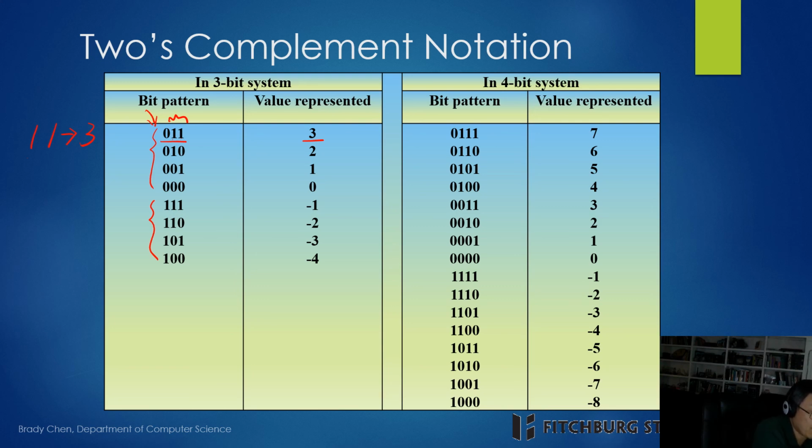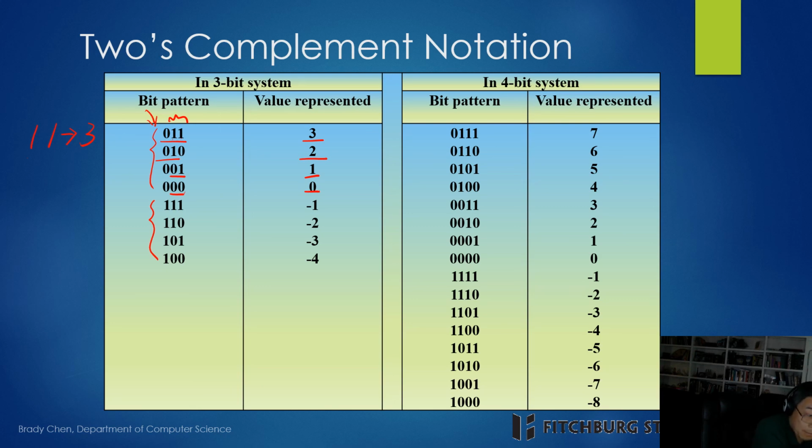0 means it's a positive sign, and 11 is the value. Remember, for a positive number, the two's complement notation is technically the same as the binary representation. So that's 0, 1, you get a 1, and that's 0, 0, you get a 0.